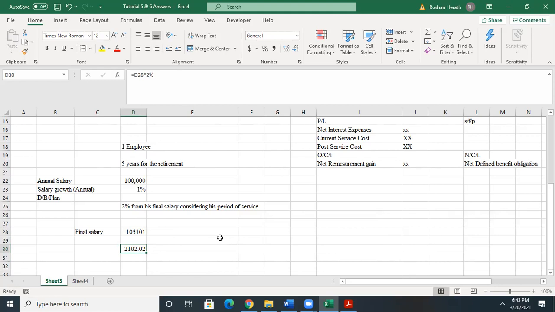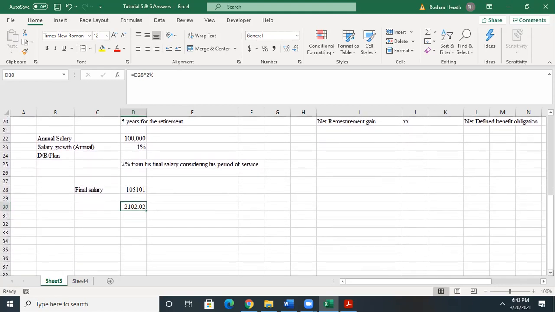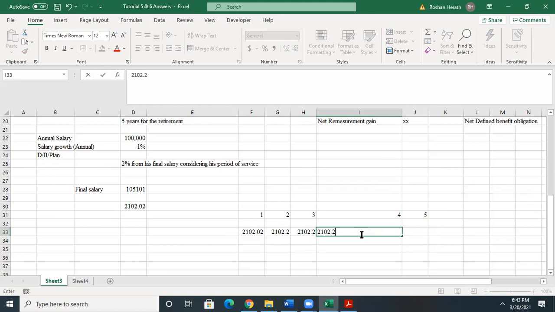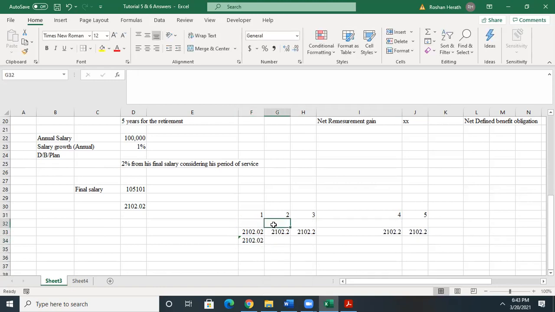So the benefit is 2,102.02 for each year of service, and for the next year it is again 2,102.02. So now you can simply take the addition and you can decide what his final benefit value is. At the end of the first year, the value of his benefit is 2,102.